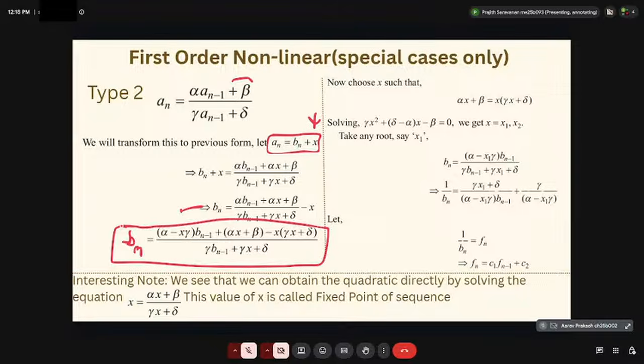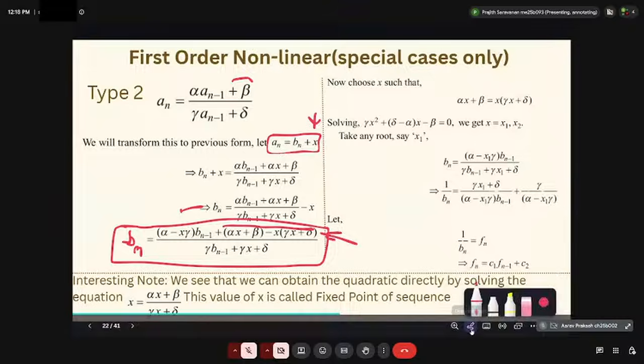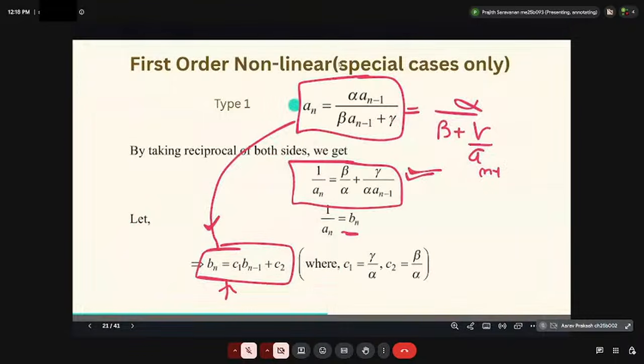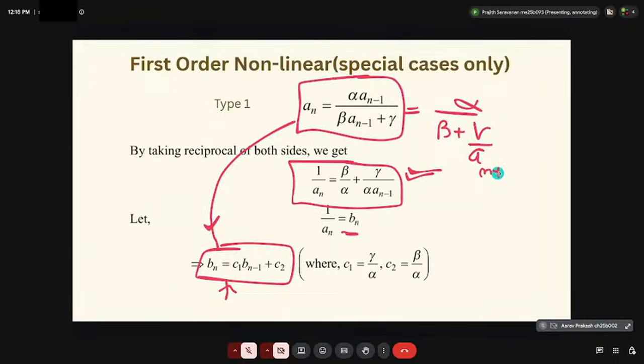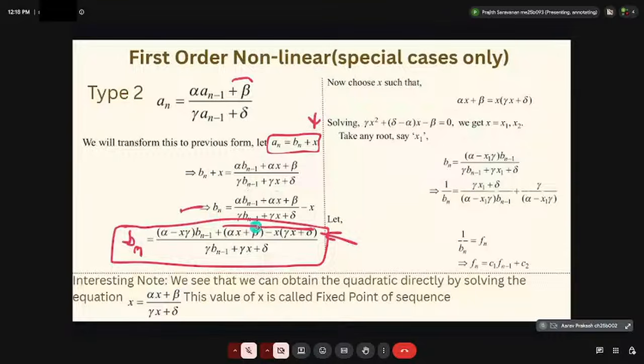Now, if you observe carefully, this part is constant. From here to here, it is just constants. So if I force this constant to be 0, if we choose a particular value of x such that this is 0, then you're simply getting back this type of equation, which you know how to solve, because this part will become 0.